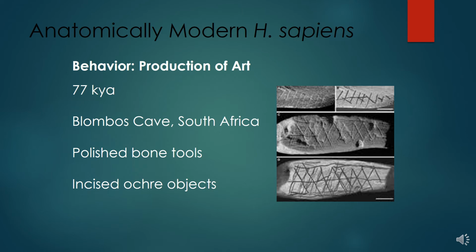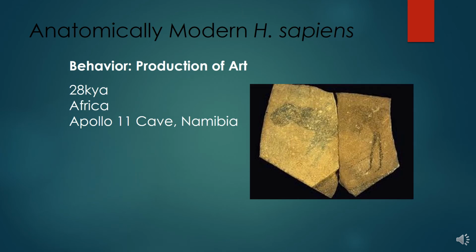Some of the first artwork is from 77,000 years ago in Blombos Cave in South Africa. We have both polished bone tools and incised ochre objects. Ochre is a mineral that was often used to color things. It was a mineral pigment. Here at 28,000 years ago, from the Apollo 11 cave in Namibia, we have an image of a lion.